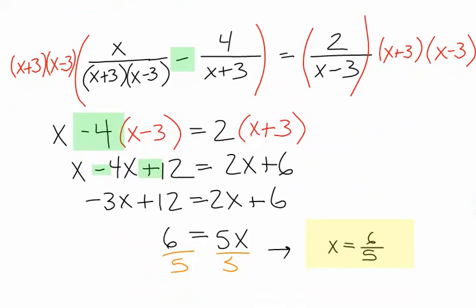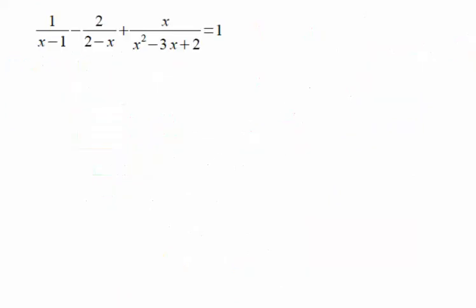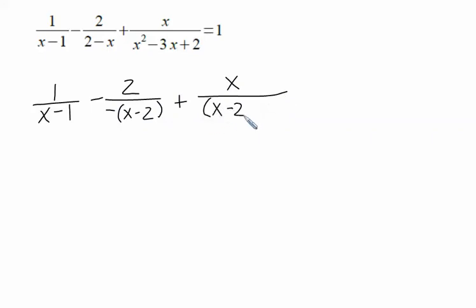Now it's time for our second example. Here's the example. Now, a couple things. We are going to factor the denominators, and on this one, we want to factor a negative out front. When we do that, it'll be a negative times the quantity x minus 2. Factor our other denominator here turns into an x minus 2 and an x minus 1, and then we've got equals 1.